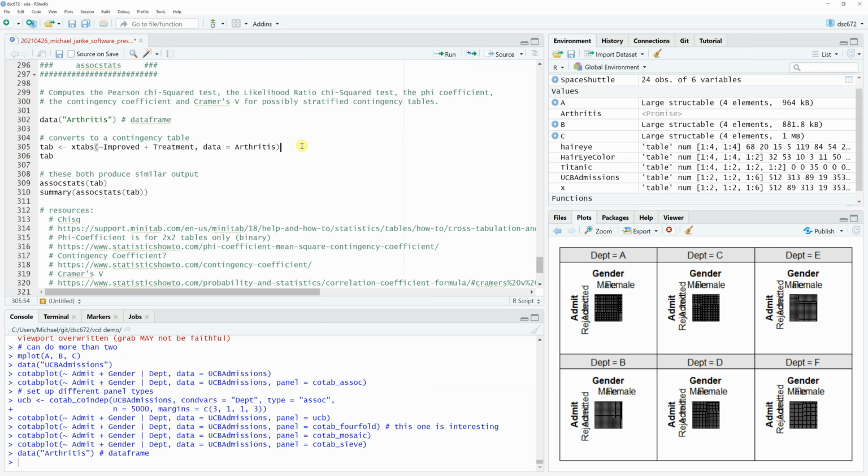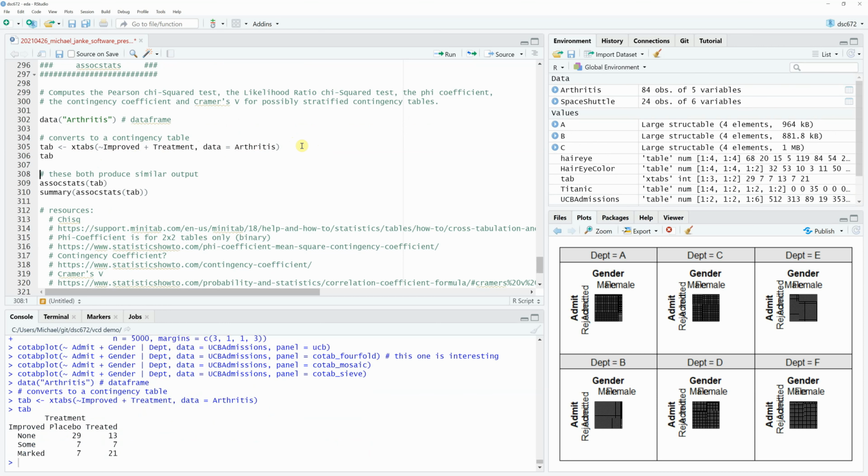So it's a 2 by 2. We look at the output there. Well, not exactly 2 by 2, 2 by 3. So let's give us the treatment at the top, whether it was a placebo or they got the treatment, and did they improve, and to what degree. The associate stats function you can just call directly on that table. You can also pass in variables directly from a data table if you want to.